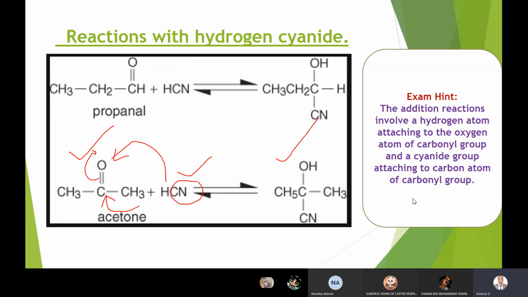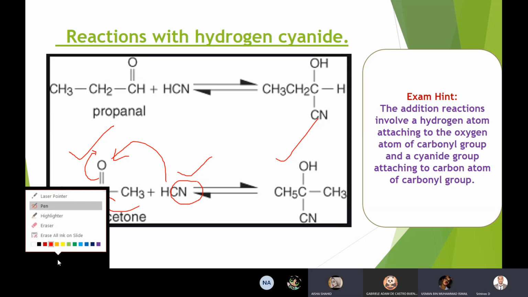Examine the addition reactions involving a hydrogen atom. So can you read this, Aisha? Addition reactions involve a hydrogen atom attaching to the oxygen atom of the carbonyl group and a cyanide group attaching to the carbon atom of the carbonyl group. That's what I was explaining for a long time. Yes or no?